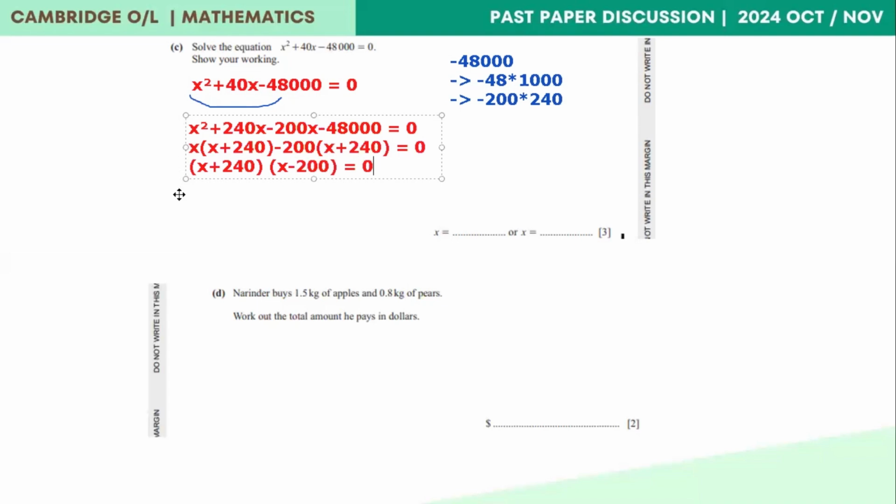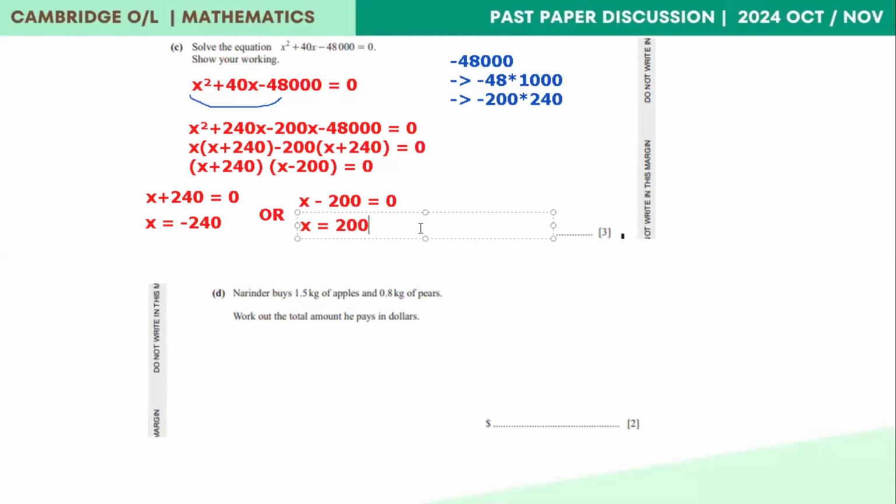So now to find the value of x, we can equate both of them to 0 separately. x plus 240 equals 0, or x minus 200 equals 0. If we solve it, x plus 240 equals 0, then x is equal to minus 240. x minus 200 equals 0, then x is equal to 200. So our answer is minus 240 and 200.